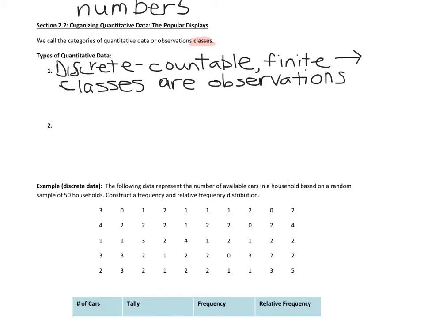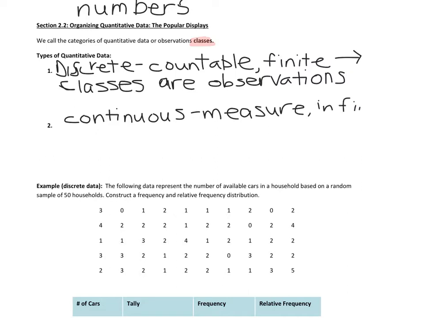And the other type of quantitative data we have is continuous. And remember, these are infinitely many values, a measurement of some sort. So this is a measurement. We can always get more and more precise. We have infinitely many values. So in this case, our classes will be intervals, because if we had infinitely many classes, our data would be useless.